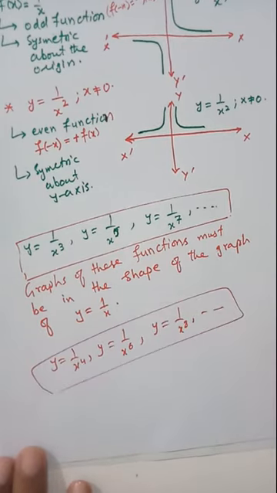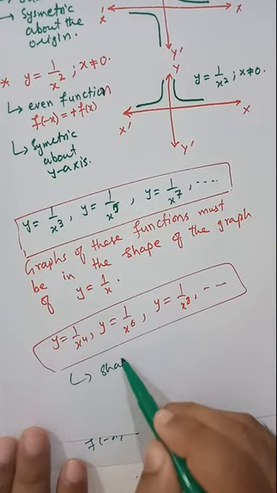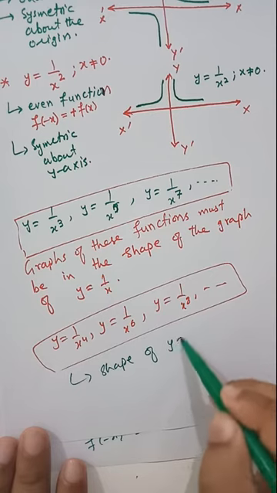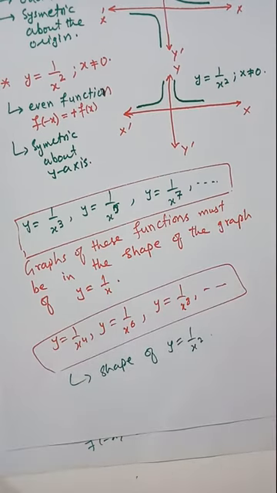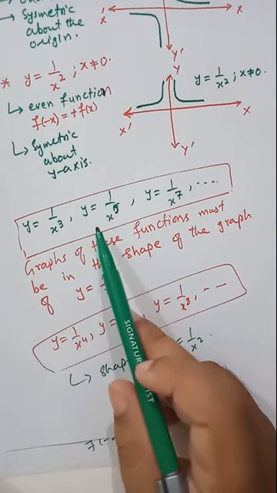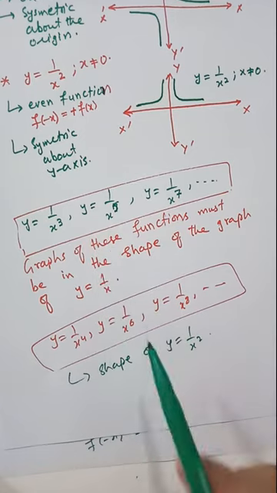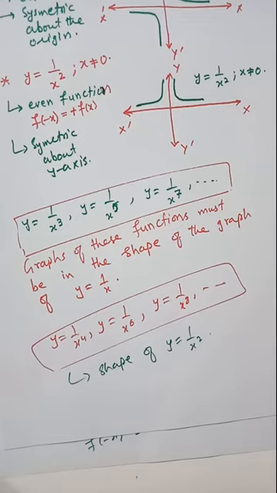The graphs of all these functions must be in the shape of y is equal to 1 divided by x square, and all those functions are even functions, symmetric about the y-axis, and discontinuous at 0. The odd functions are also discontinuous at the origin, meaning 0, and are symmetric about the origin, while the even ones are symmetric about the y-axis.